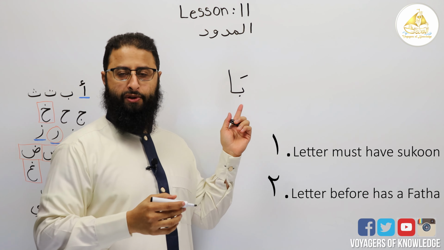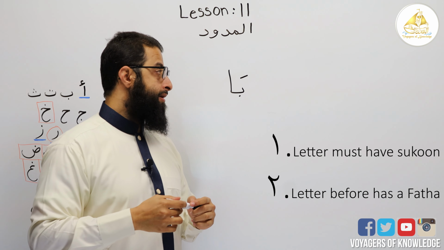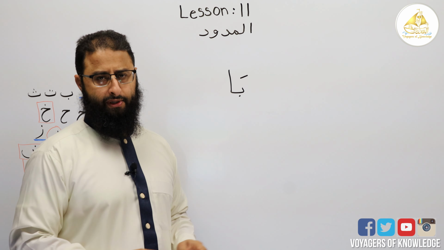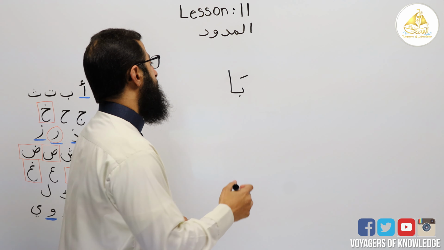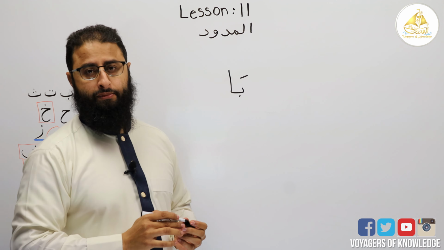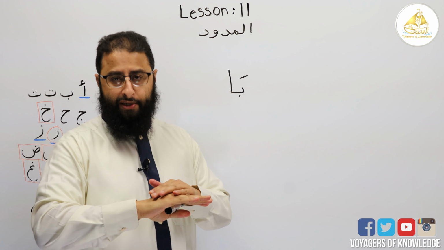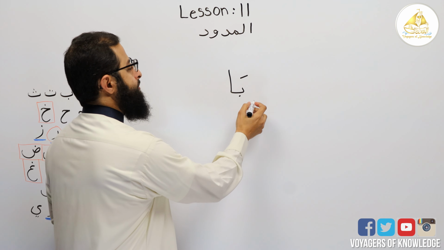If you see an alif with nothing above it, no sukoon, then that means that the letter before it will always have a fatha. It'll always have a fatha. And that alif that you're dealing with is a vowel. One thing that you also notice is that the hamza has to be gone. There's no hamza. If there's a hamza on the alif, then it's not going to be a vowel. All right?